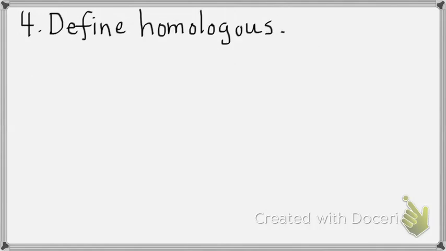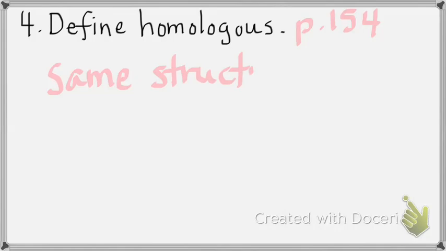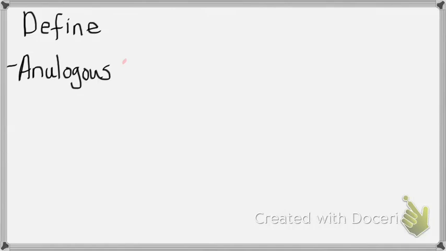Okay, homologous. Page 154. What's homologous mean? Same structure or same function? Same function, same structure. And this is on page 154. Parts of organisms are said to be homologous if they exhibit similar basic structures and origins. Okay, the companion word for that is analogous. What's analogous mean? Same function, that's right.